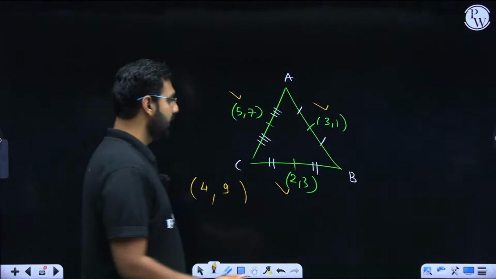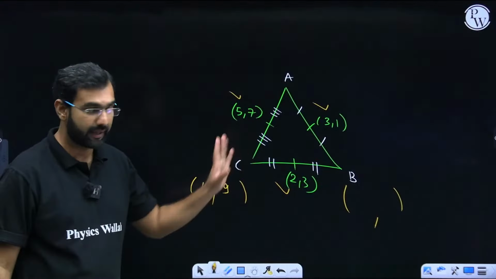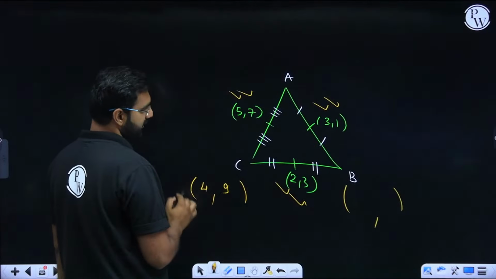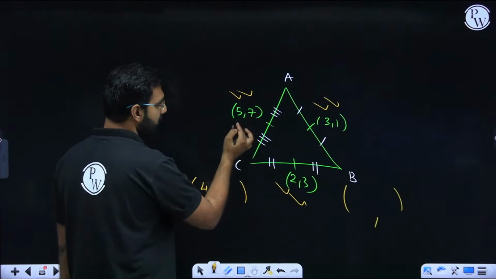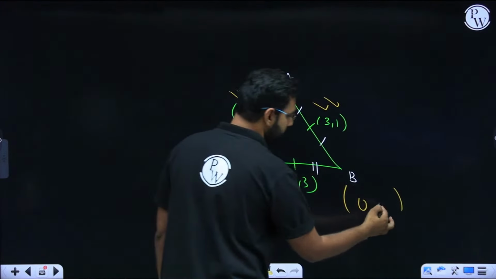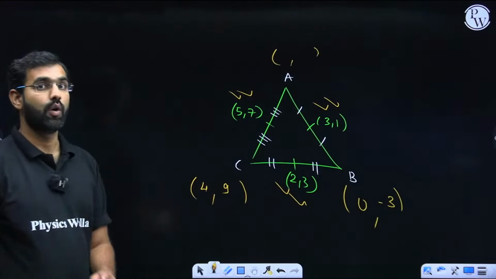Did you get that? Let me give you one more example. Then you tell me what will be the coordinates of A. For B, it will be this plus this minus this, which means 3 plus 2, 5, minus 5, that is 0. 1 plus 3, 4, 4 minus 7, that is minus 3. Can you help me with A? Write it in the comment box. What do you think? What could be the coordinates of A?